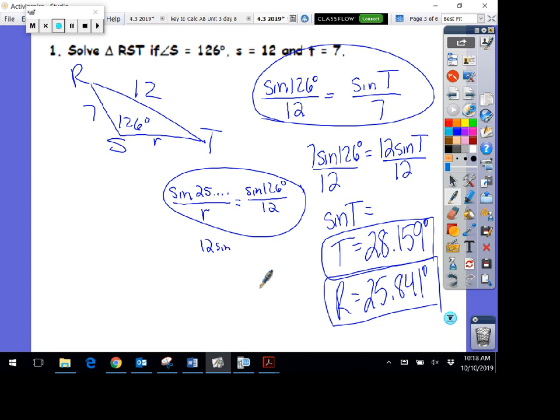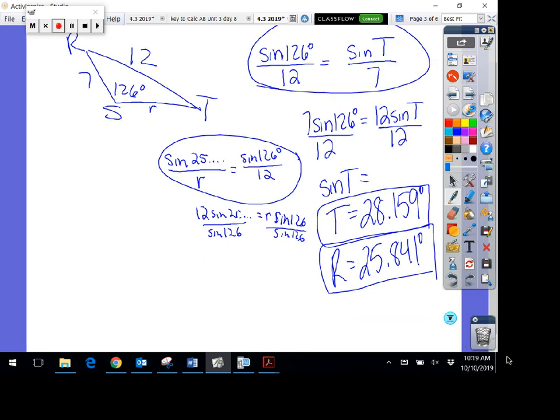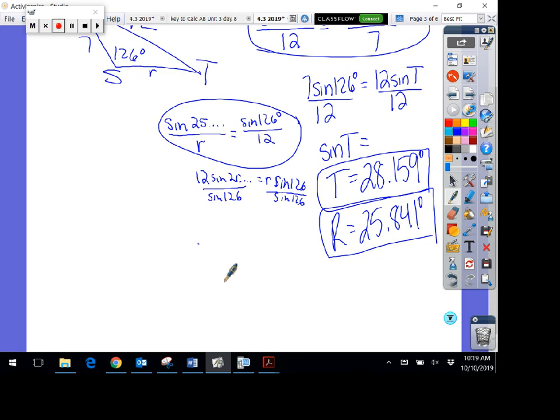12 times your sine of that 25 number equals R times sine of 126. Divide by sine of 126, and then you're going to get your R value. So when you do that in your calculator, you're going to get R equals 6.465. And we do not have units, so that does not need units. We do need degrees on the angles, but the sides do not need units.